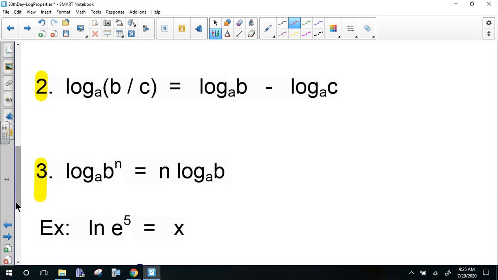Rule number 2, we have log base A of some number B divided by another number C. So division can be expanded by subtraction. We can convert that to log base A of B minus log base A of C. So subtraction undoes or reverses division.